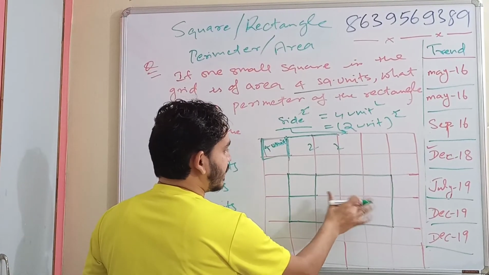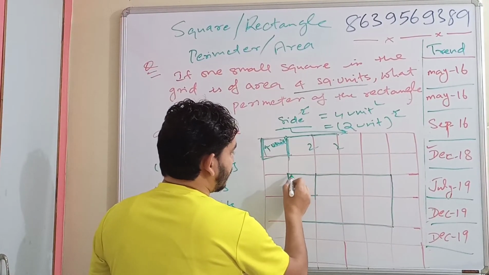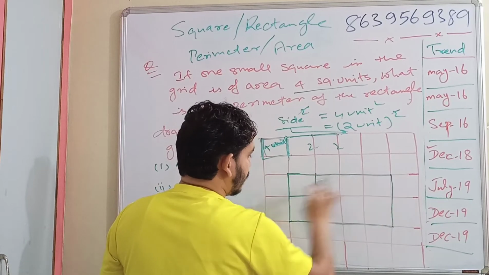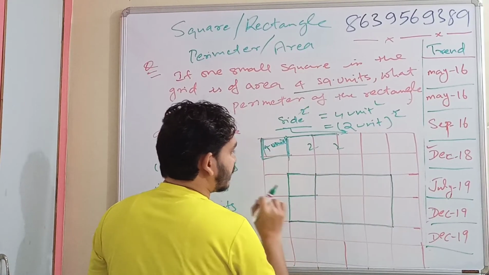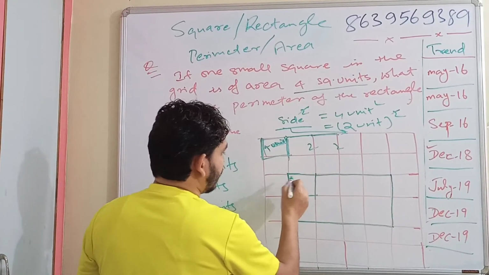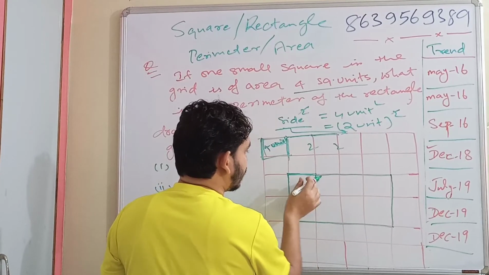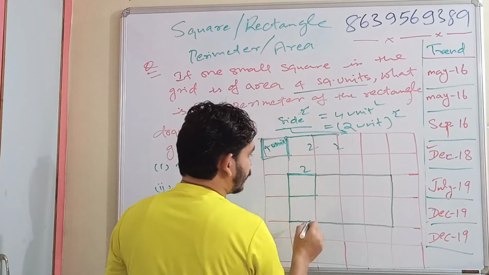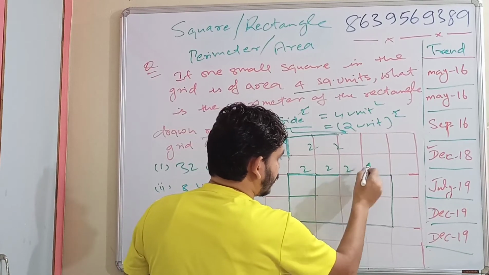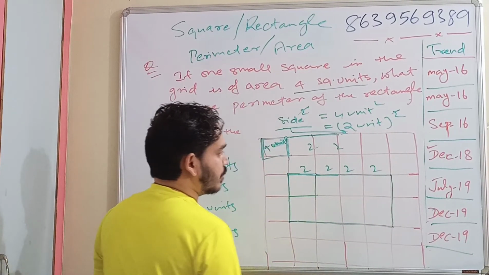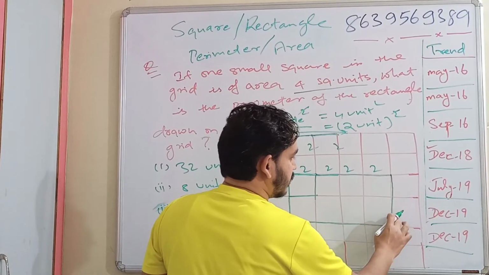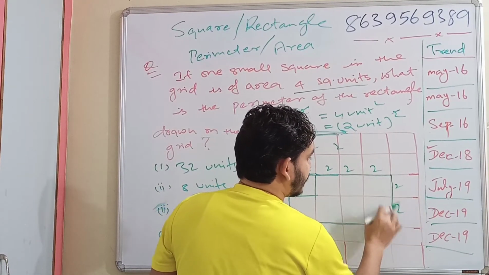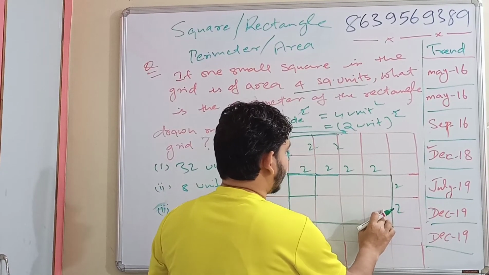Now it is asking the perimeter of this rectangle drawn. For the perimeter, I need the length of the boundary as well as the breadth of the boundary. So if I take this as the length, this is one side and that is 2, even this side is 2, and this is also 2. These are also the sides of the square.